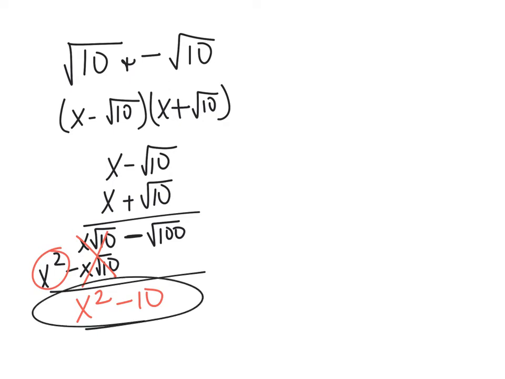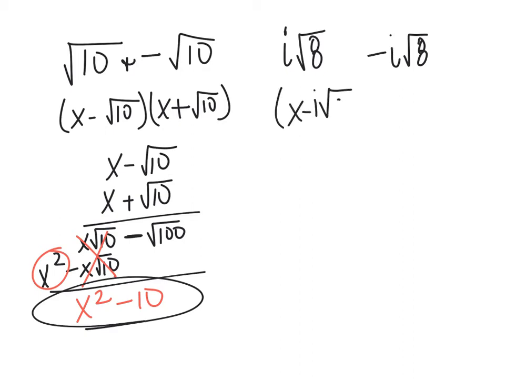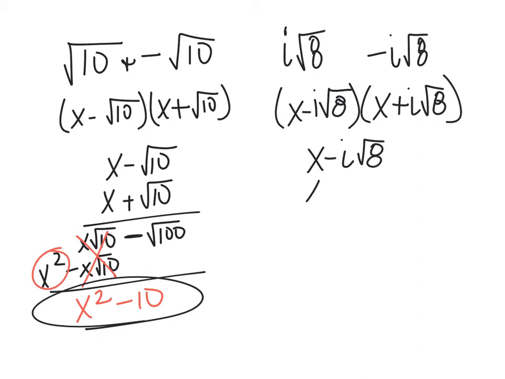And then for the fun of it, let's do one that has an irrational and imaginary together. So how about i square root 8 and negative i square root 8. So if these are our zeros, our factors are x minus i square root 8 and x plus, because minus the negative, i square root 8. And we can multiply that out. We get x minus i square root 8 times x plus i square root 8.